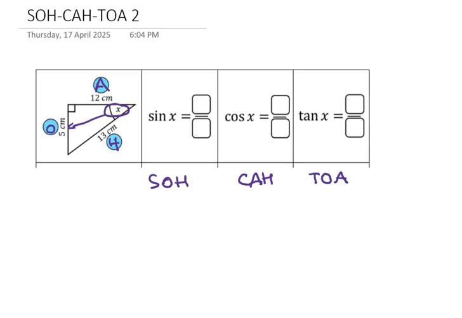So sine of x will be 5 over 13. Cos of x will be 12 over 13. So 12 over 13, 5 over 13. And then tan of x will be the opposite over the adjacent. So it's going to be 5 over 12.